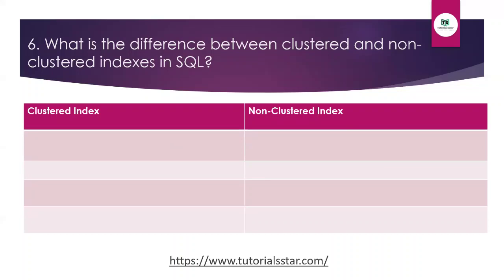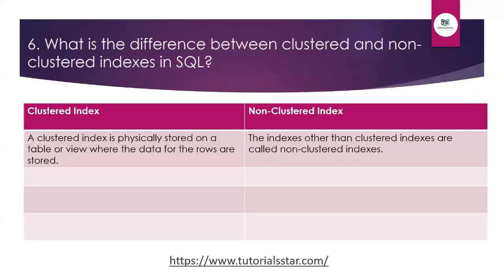Next question is, what is the difference between clustered index and non-clustered index? The clustered index is physically stored on a table or a view where the data for those rows are stored. So clustered indexes physically sort your data in the particular table. So it is present in the table itself. If the table contains the primary key, then SQL automatically creates a clustered index for us.